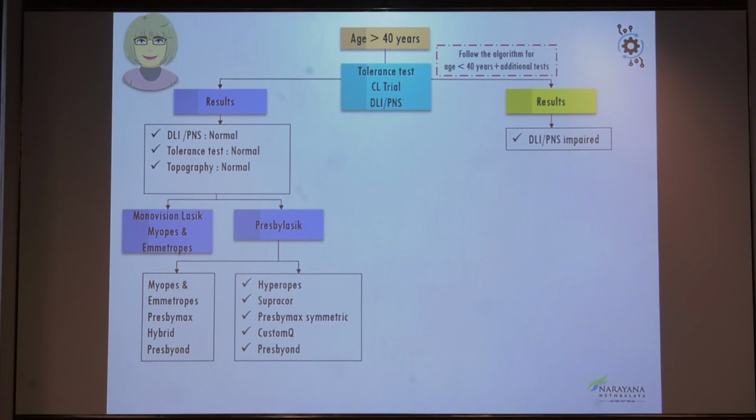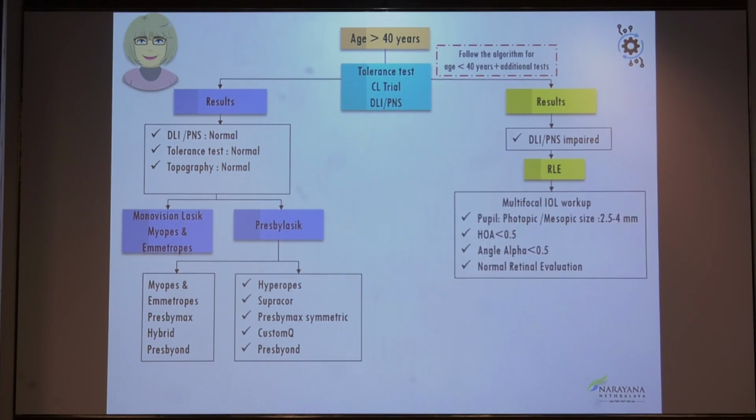Whereas if the DLI and PNS are impaired, then one needs to look at a lens-based refractive procedure. So we go ahead with a refractive lens exchange. The patient is a good candidate for a multifocal IOL if the photopic or mesopic pupil size is between 2.5 and 4 millimeters, the patient has a low level of higher order aberrations and a normal retinal evaluation. If these are found to be abnormal, then it is better to go ahead with a monofocal IOL or monovision based on a lens-based procedure.